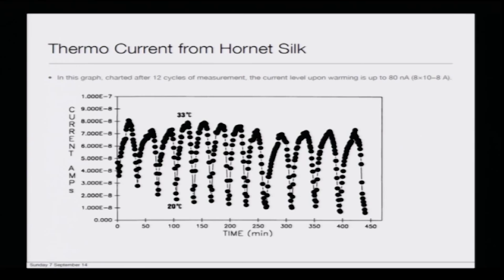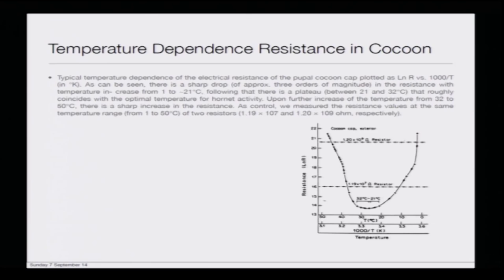So, now, moving on, there is a temperature dependence of resistance in the silk cocoon. This is what is being shown here. Follow this graph very carefully. On the x axis, you are seeing the temperature. If you see the temperature very carefully, at around 20 and 30 degrees centigrade, the whole resistance goes down.